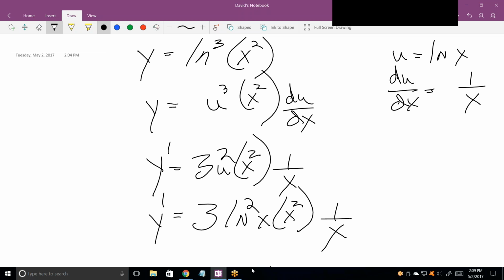Okay, ln squared x. I just don't know where the second x came up from following the ln squared and then the parenthesis x squared. Yeah, that's where I'm at.